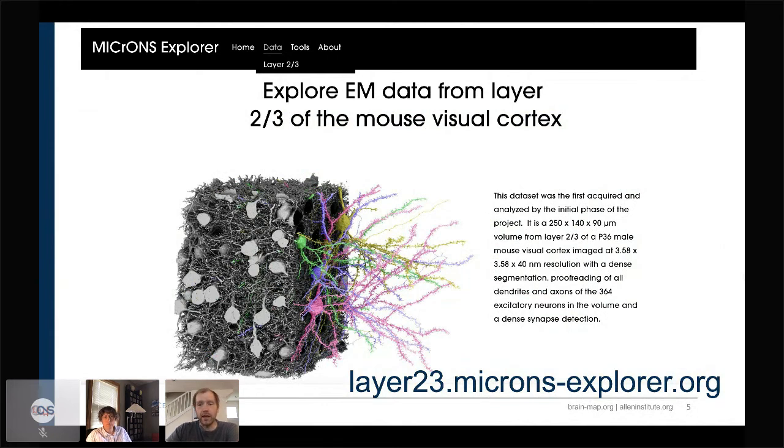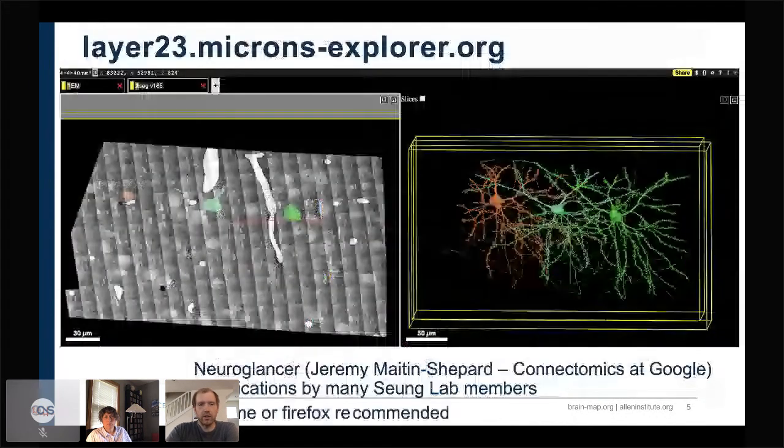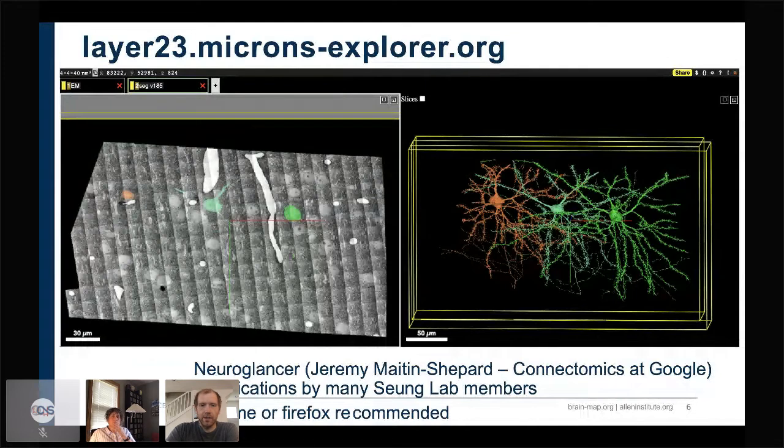If you want to dive straight into the data, you can just go to this URL, layer23.microns-explorer.org, and you'll get transported into a 3D visualization environment called Neuroglancer. Here's a screenshot of the Neuroglancer view. On the left-hand side, it's configured right now to have a 2D view of the individual EM slice, and you can see all the individual tiles that were stitched together to form this image. In this view, it starts out with three pyramidal cells selected.